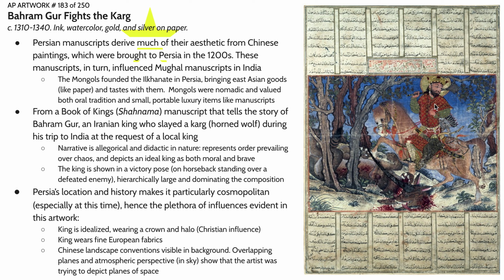One of the other things popularized by the Ilkhanate, which was this Mongol-originating dynasty in Persia, was a taste for small portable luxury items. The Mongols were largely nomadic. They traveled on horseback, and you can imagine they're not really able to carry lots of large worldly possessions with them. So smaller portable precious objects would have probably been more ideal.